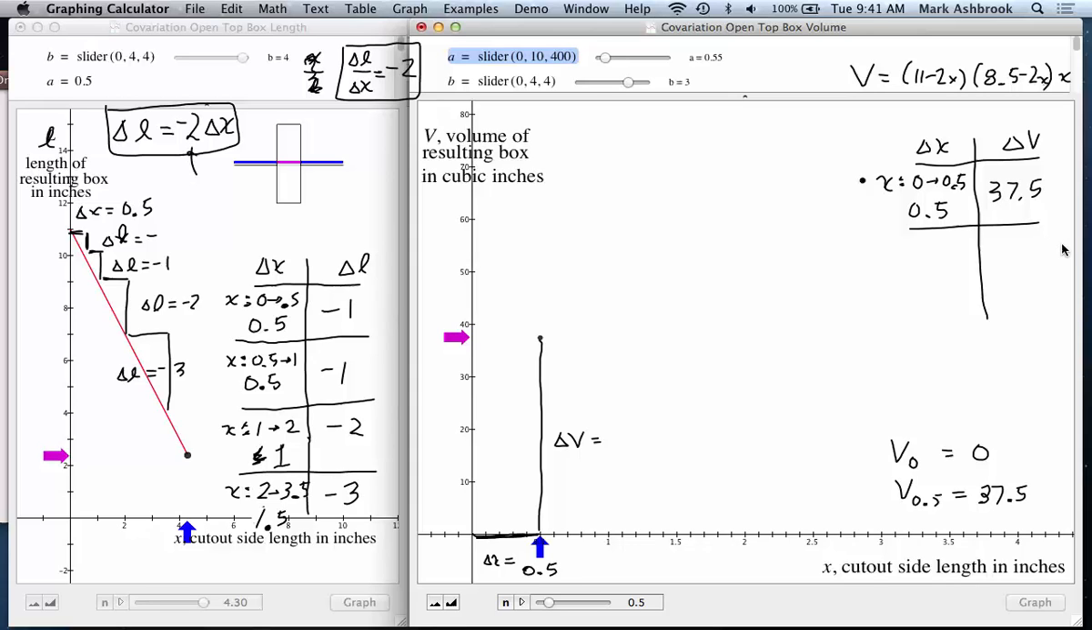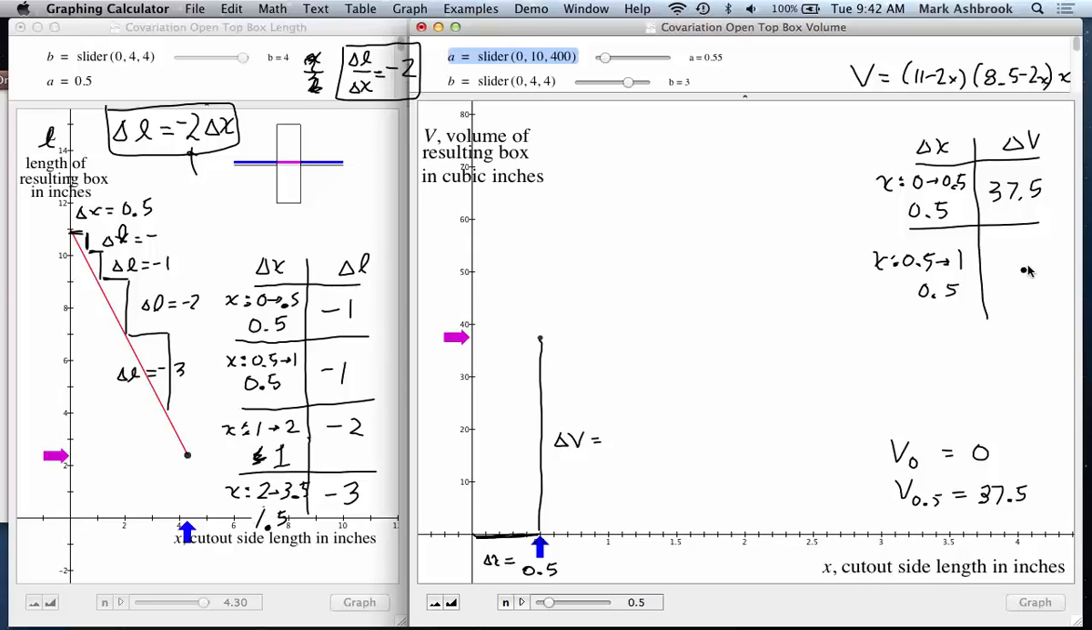Okay, so now we're going to go from 0.5 to 1. Tell me the change in x. Omar, what's the change in x? I gave you a nice easy one. Just hit it out of the park. Change in x from 0.5 to 1. Ethan? 0.5. And so then the corresponding change in volume will be, since equal changes in x will give equal changes in v, 37.5, right?